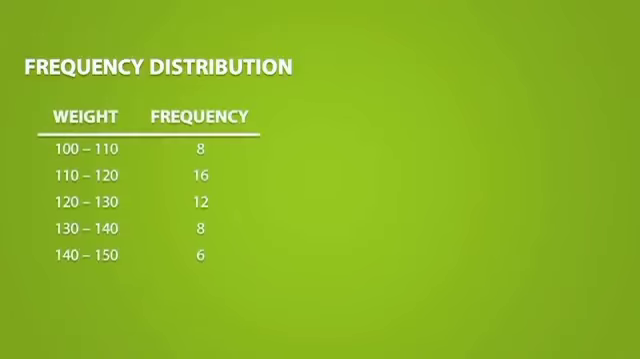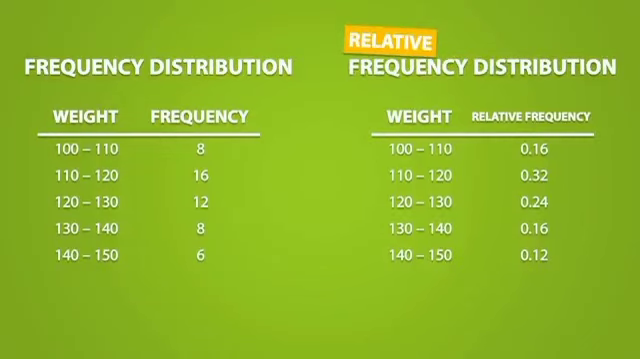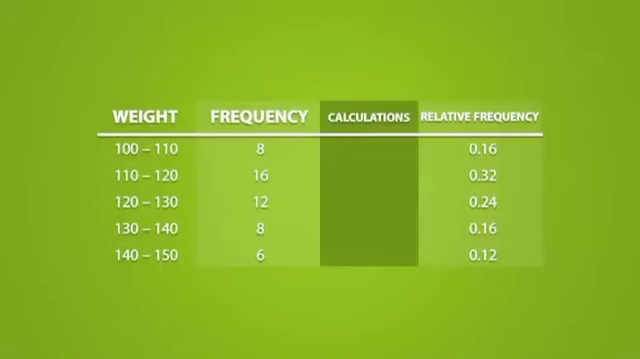Now a frequency distribution can be converted into something called a relative frequency distribution. The only difference between these two is that a regular frequency distribution shows a count, and a relative frequency distribution, as the name suggests, shows the relative frequency instead. It is called relative frequency because it represents the proportion of values in each interval in relation to the whole. To convert a frequency distribution into a relative frequency distribution, we will need to do some calculations.